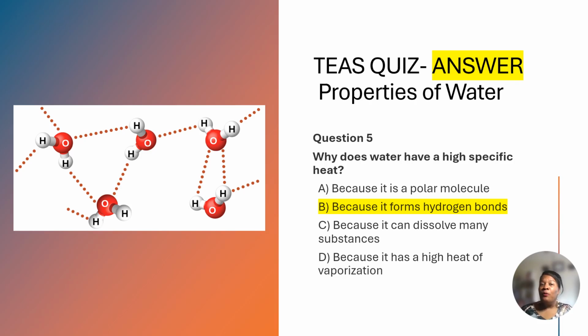B says because it forms hydrogen bonds, that is the primary reason water has a high specific heat, as they require considerable amounts of energy to break and absorb heat without a large temperature change. Now, keep in mind that because it forms hydrogen bonds, water has a high specific heat because of the extensive hydrogen bonding between its molecules. Now, when heat is added to water, much of it is used to disrupt those hydrogen bonds before the water molecules can increase in kinetic energy, thus creating the rise in temperature.